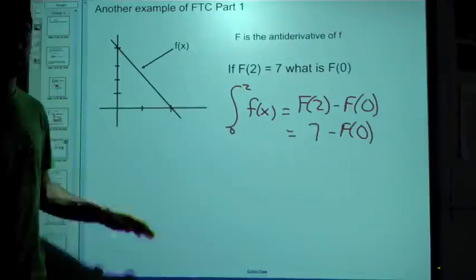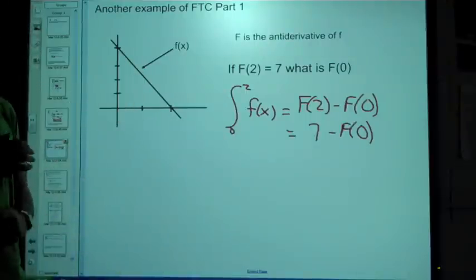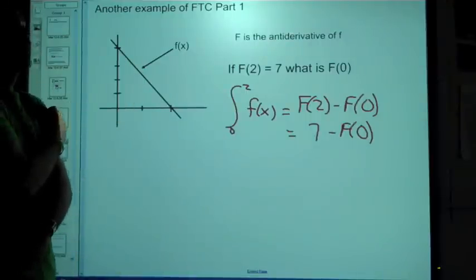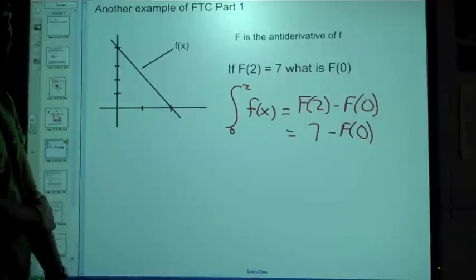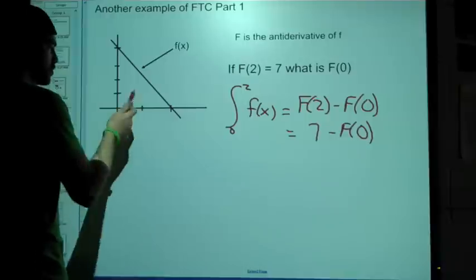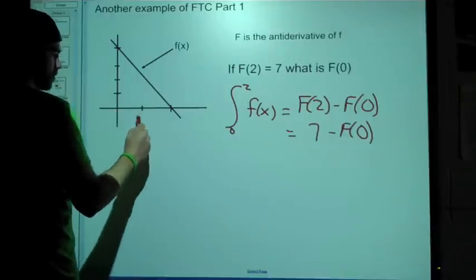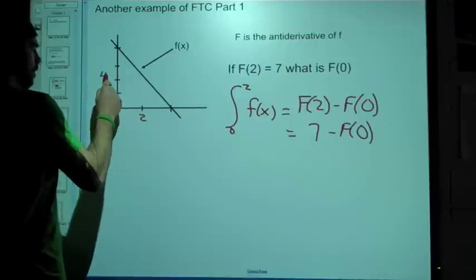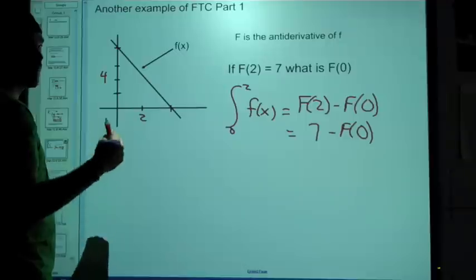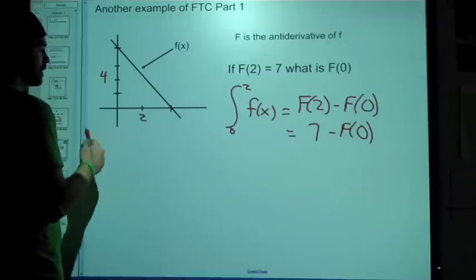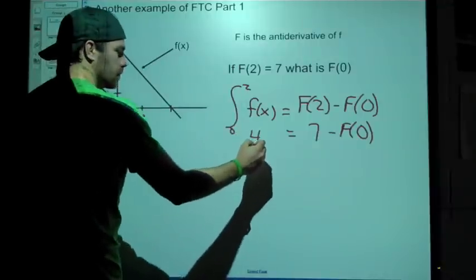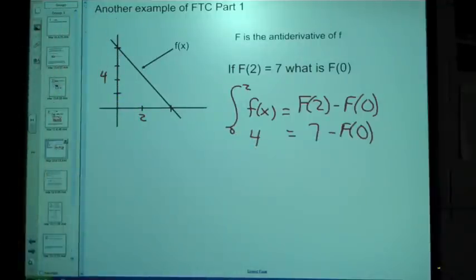Area under the curve, this is a basic geometric area. You guys had a problem like this, multiple choice, on the midterm, that you didn't know how to do yet. It looked just like this. We can find the area under this triangle. We got 2, 1, 2, 3, 4. 4 times 2 divided by 2 because it's a triangle. 4 times 2 divided by 2 is 4. So the area under that curve is 4.